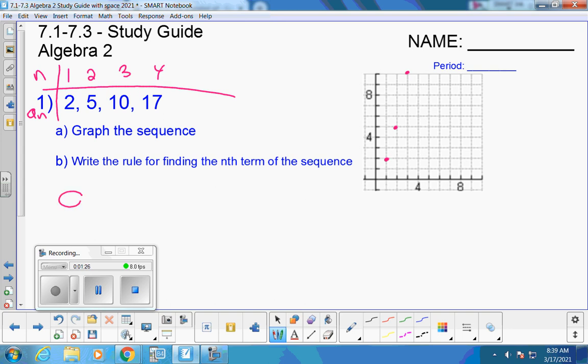Did any group successfully come up with the equation of the sequence? Georgie? Perfect. Good job.